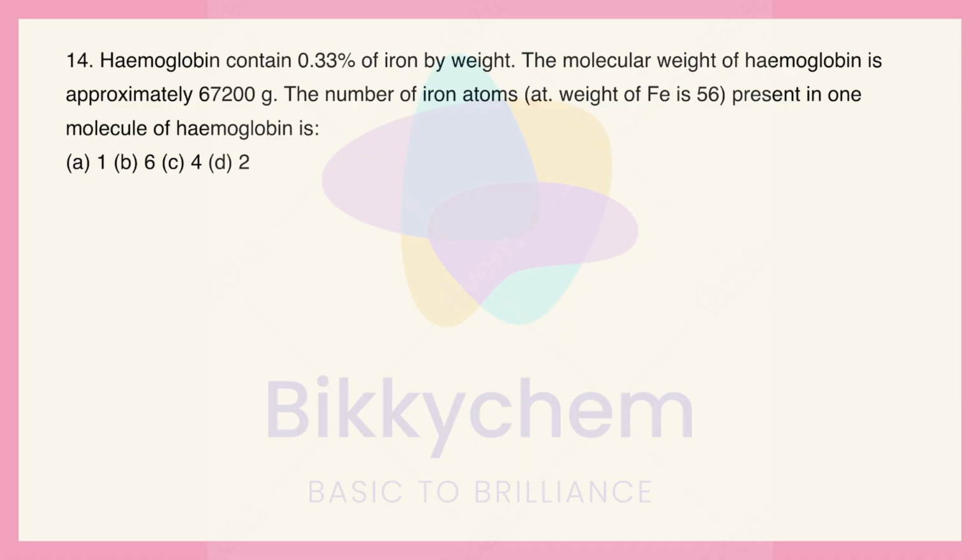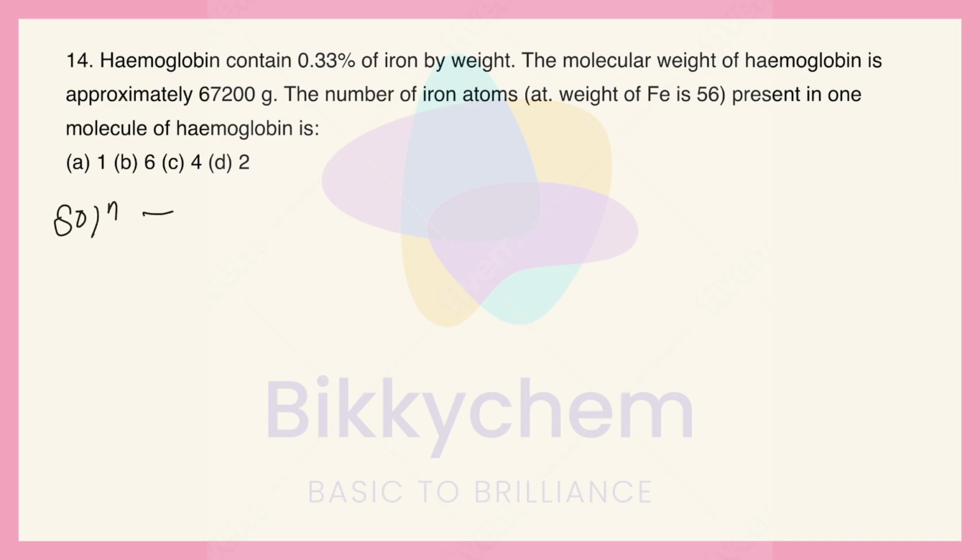Okay, dear students, we'll see the next question, that is hemoglobin contains 0.33% of iron by weight and its molecular weight is given, that is 672,000 gram. So we need to find out the number of iron atoms in this hemoglobin whose molecular weight is 672,000 and the percentage 0.33%. So let us see.